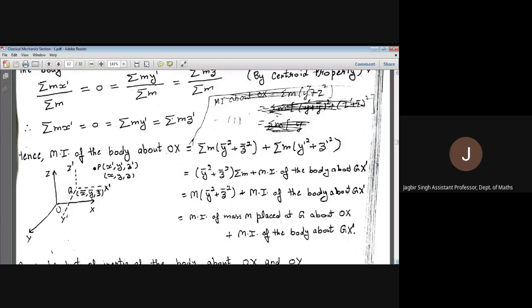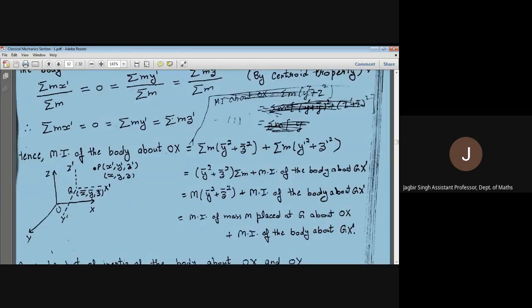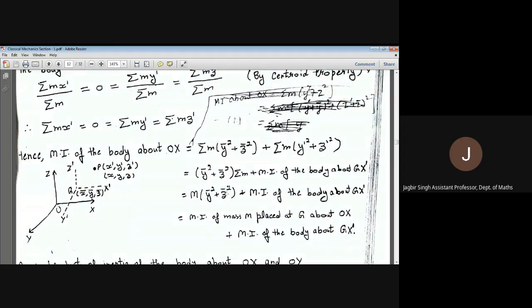But y bar and z bar are fixed coordinates because the center of gravity is fixed. So y bar square plus z bar square is a constant quantity. Considering it as the common part, we will have summation m, and the other quantity is the moment of inertia of the body about Gx prime. Summation m is the mass of the body. So it is capital M into (y bar square plus z bar square) plus the moment of inertia of the body about Gx prime. Y bar, z bar are the coordinates of center of gravity.